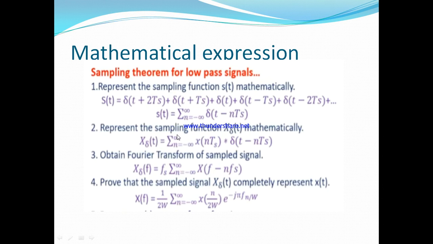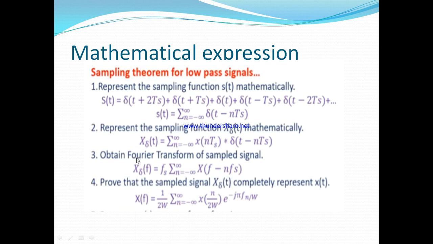Again, represent the sampled signal x delta of t mathematically. X delta of t in the time domain equals sigma n equal to minus infinity to infinity x of n times Ts into delta of t minus n times Ts. Here this is a continuous signal and this is an impulse train signal. We combine them and get the sampled signal in the time domain.